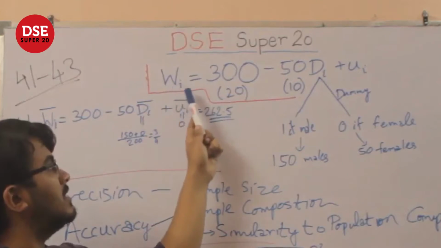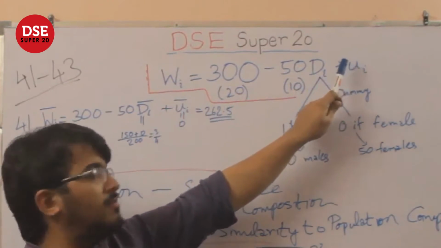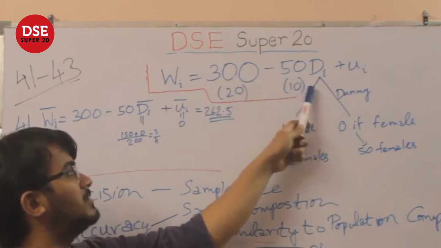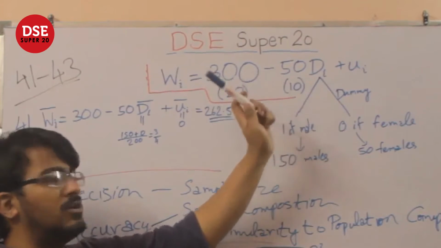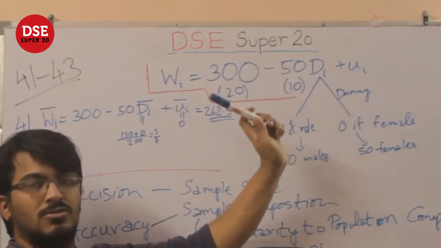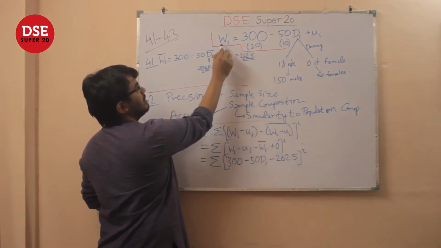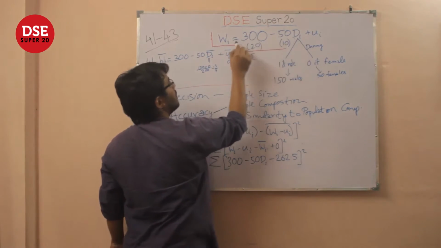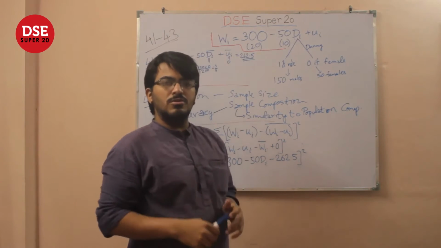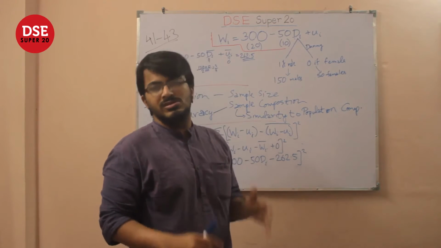So this means that, apart from random errors, on average, males get 300 minus 50, which is an average wage of 250, and females get 300 because DI is 0, right? So we have this equation which looks at the impact of gender on wages. Now, the first question, question 41, is a very straightforward question. It asks you simply what the average wage in the whole sample is.